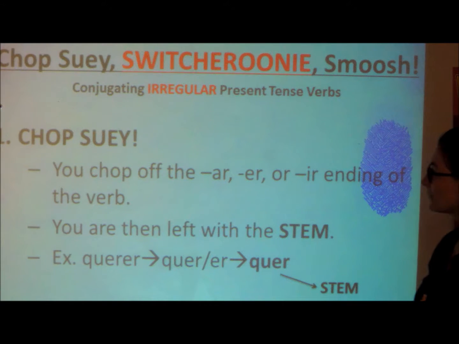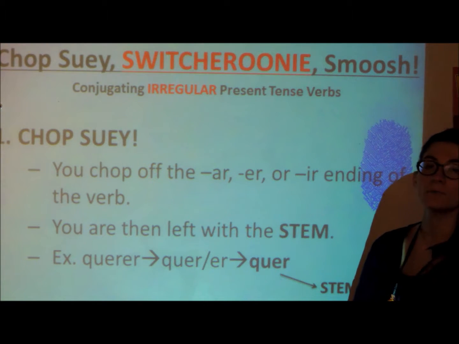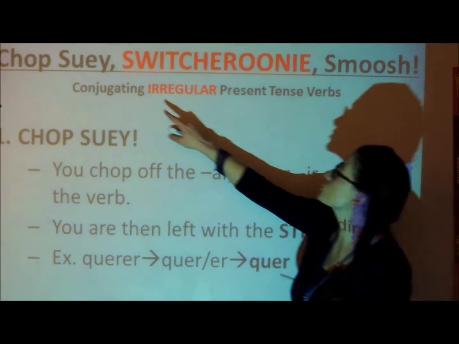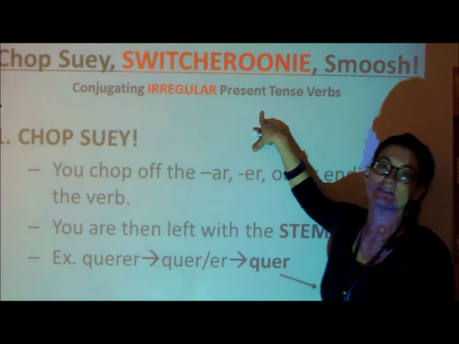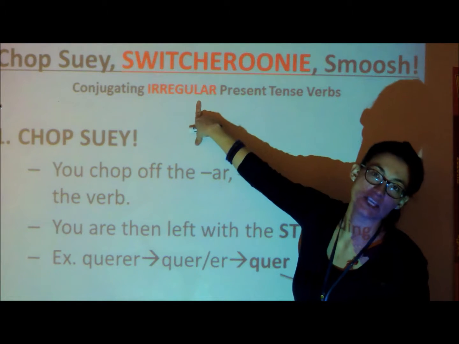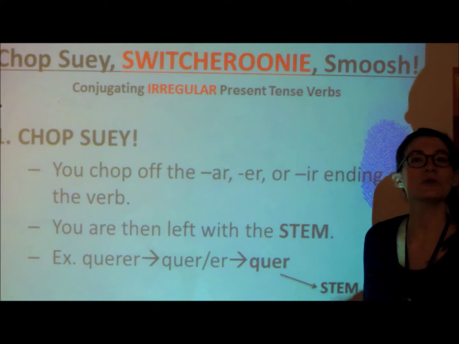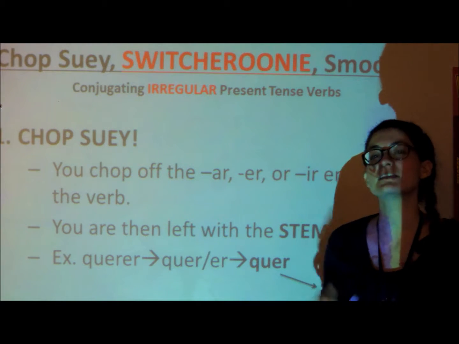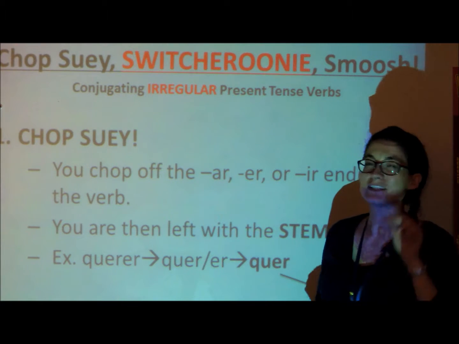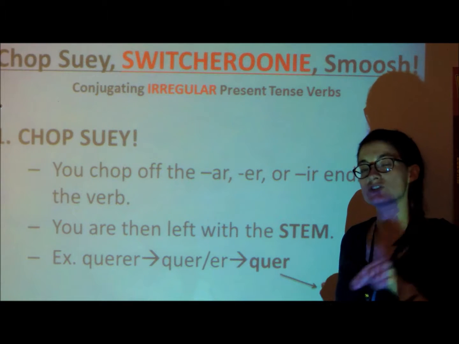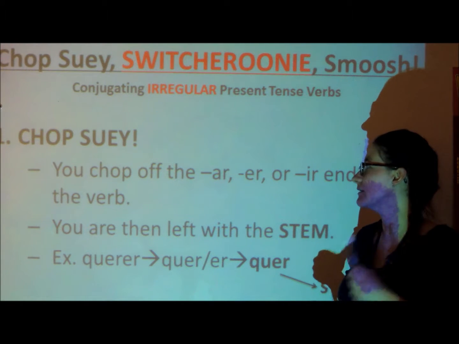And on this video, we're learning all about conjugating irregular present tense verbs, or stem changing verbs. The last video we learned about regular verbs, and this one's just stem changing verbs. And it's a little trickier. It's one extra step, but I think you have it. You got it. All right.